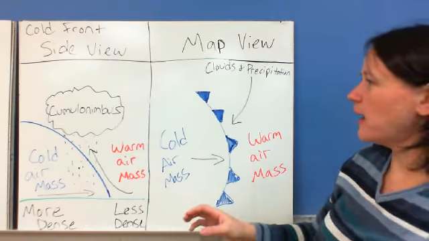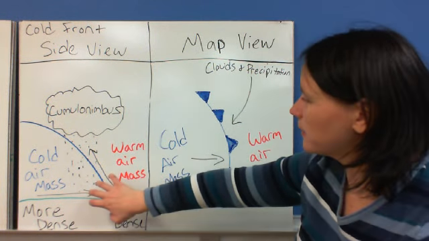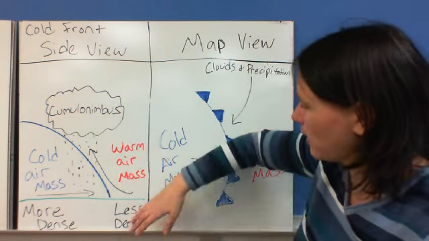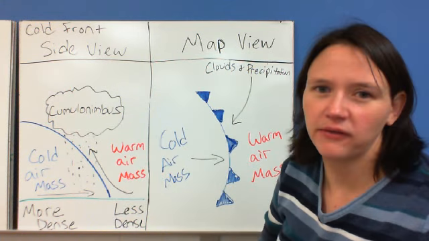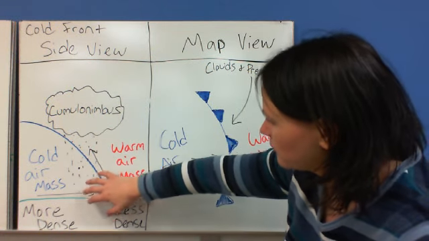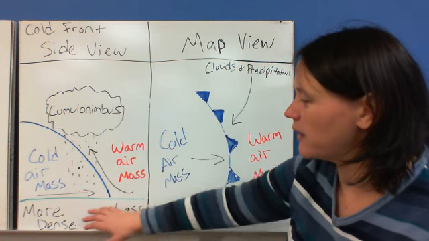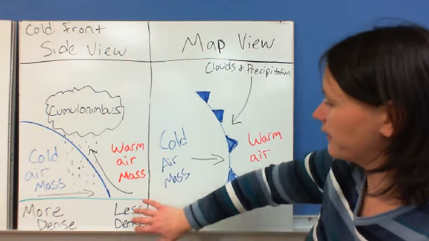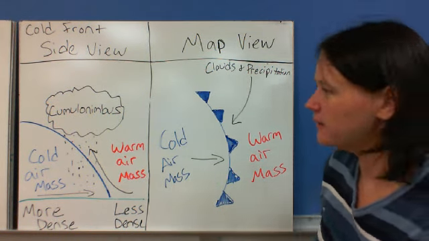Here is a side view of a cold front. So you've got the cold air mass coming along, and it kind of acts like a plow. It just throws that warm air up over top of it, and you end up with the big storm clouds, the cumulonimbus clouds, with lots of rain and thunderstorms possibly. And again, you can see it's because of that density change. You've got the cold, dense air and the less dense, warm air colliding, and it creates that weather.